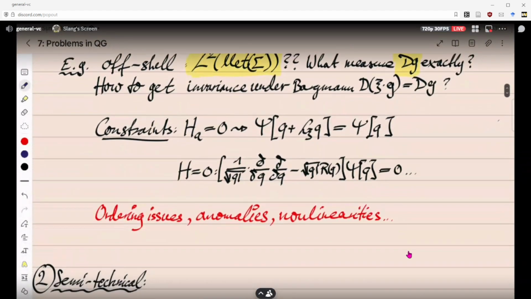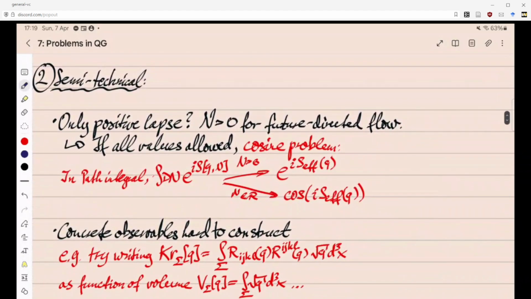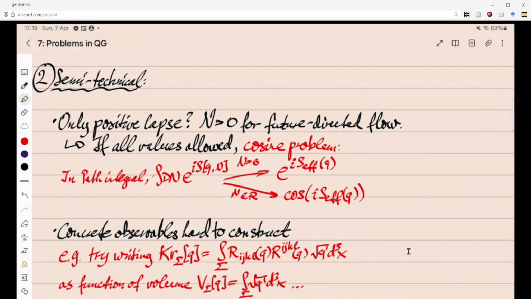Now, going past the technical stuff, there's some semi-technical stuff, a bit more about conceptual things. We already had the initial restriction about having only positive lapse functions. What this was for was that we needed future-directed foliations, so that time only flows forward. In a way, this means that we are completely ignoring the question of the arrow of time, which we don't have to deal with per se, but it opens the question of how you impose that on the quantum level. For example, in a path integral, it's going to be difficult to do that.